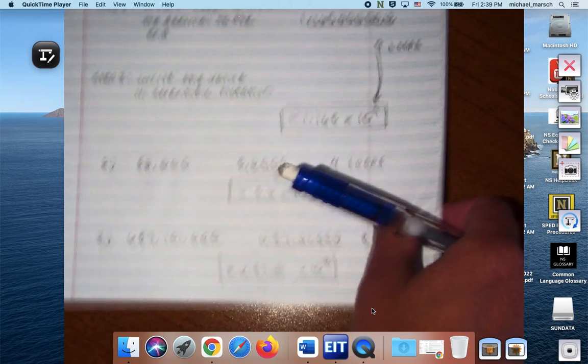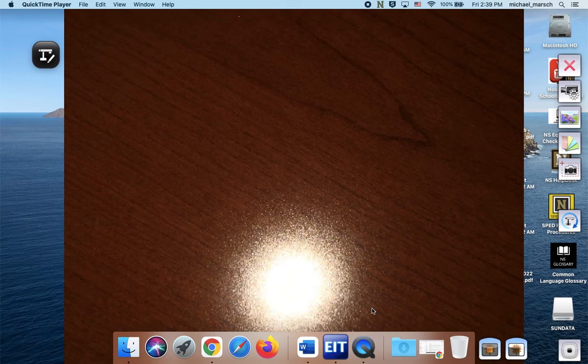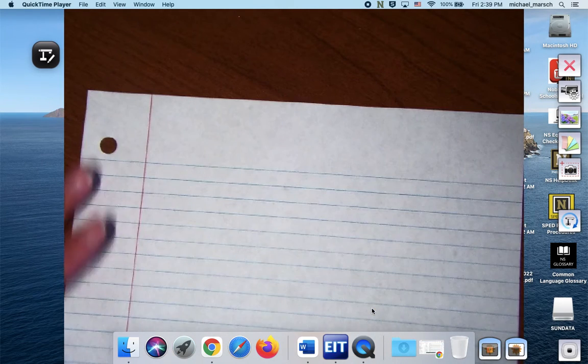Okay, so that's for large values. Now let's move on to tiny values. Another page, last one.